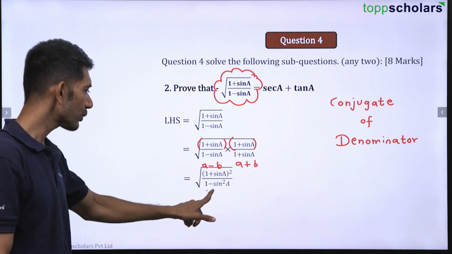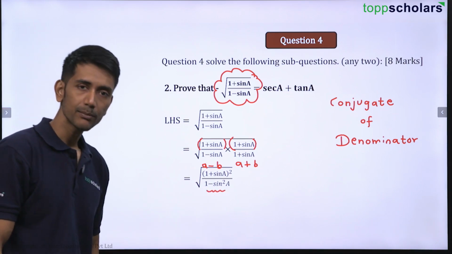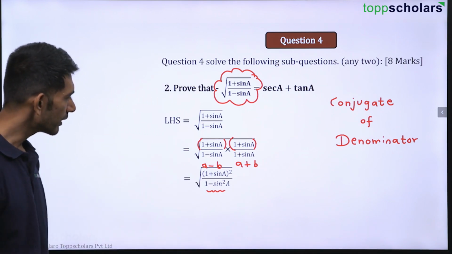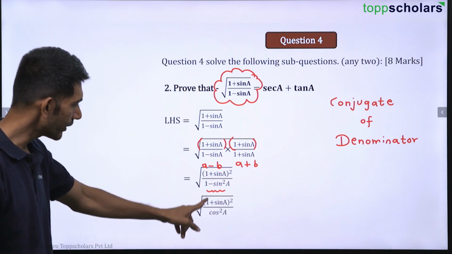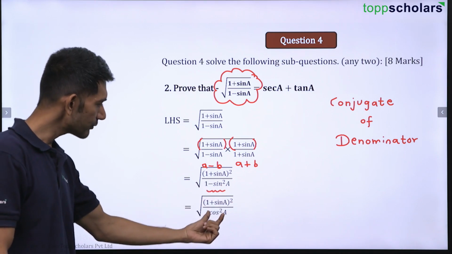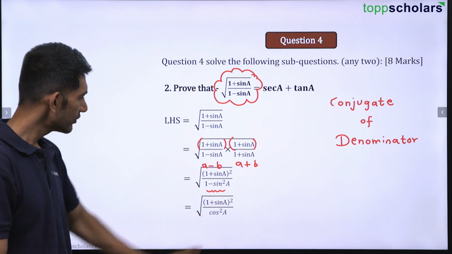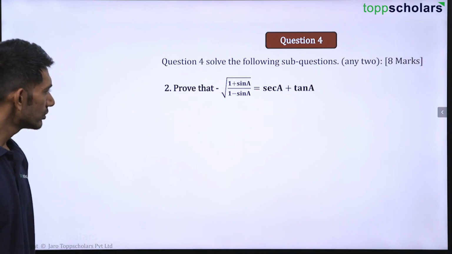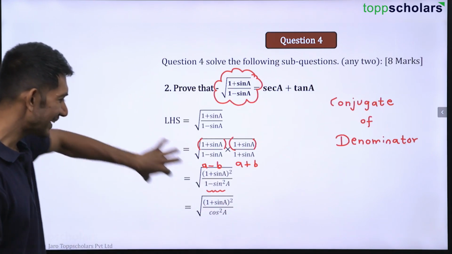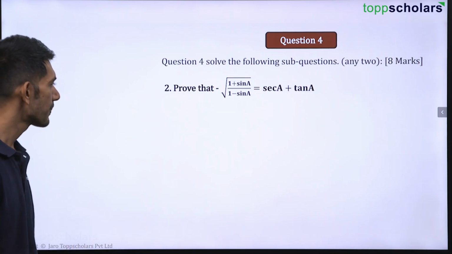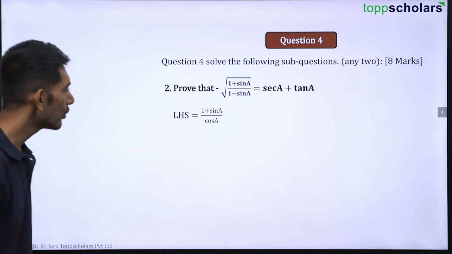Now what is 1 square minus sin square A? We know that sin square A plus cos square A is 1. So 1 minus sin square A is cos square A. So can I say this becomes 1 plus sin A the whole square, and this becomes cos square A, correct? Now this is square, and this is square root. So can I say square and square root get cancelled? All you have is 1 plus sin A the whole by cos A.